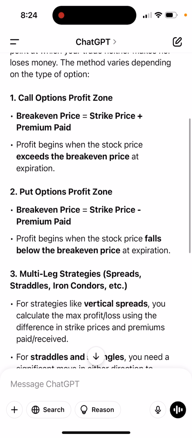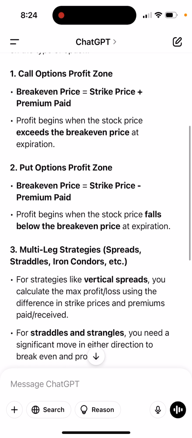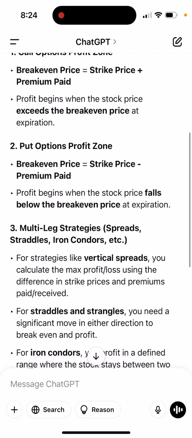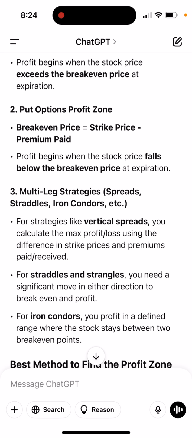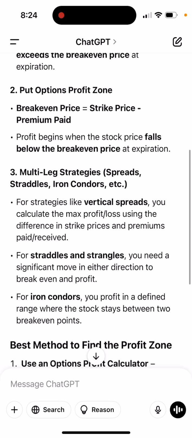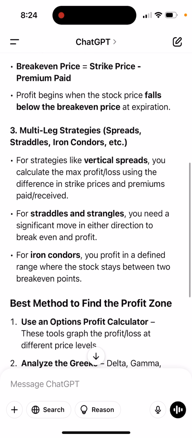So, call options profit zone. Break-even price equals strike price plus the premium paid. Profit begins when the stock price exceeds the break-even price at expiration. Okay. Put options profit zone. Break-even price equals the strike price minus the premium paid. Profit begins when the stock price falls below the break-even price at expiration.